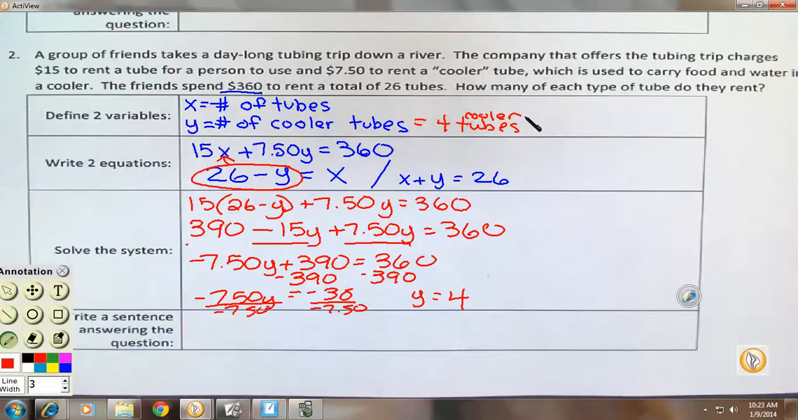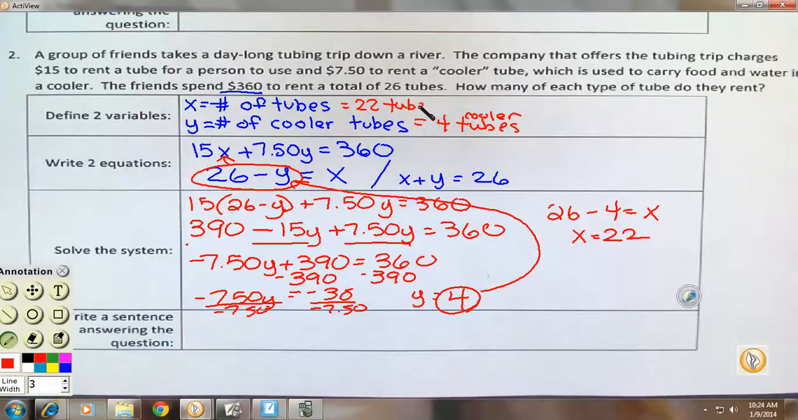Okay, 4 cooler tubes. We want to then find the number of regular tubes, so let's substitute in. I'm going to take 4 and put it in for y. 26 minus 4 cooler tubes is how many regular tubes? 26 minus 4 is 22. Does that seem like a reasonable answer? Does that give you a total of 26 tubes, 22 and 4? I think our answers definitely seem reasonable.